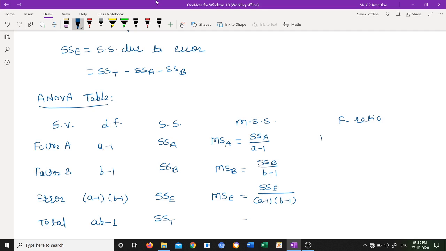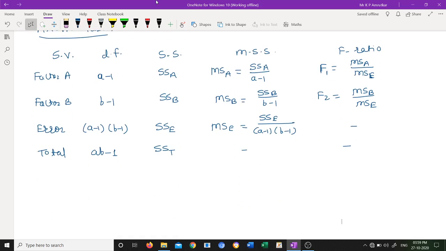Now the F ratio. Suppose we denote this by F1. F1 is MSA upon MSE. F1 will be used for the first hypothesis and F2 is for the second hypothesis. F2 is MSB divided by MSE. Now F1 follows F distribution.